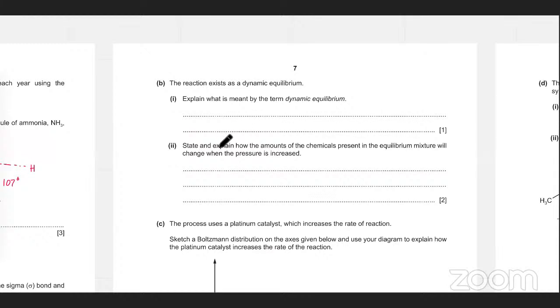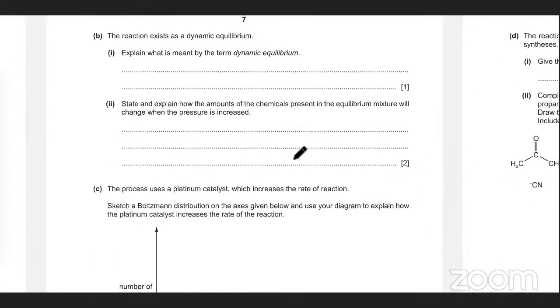The next part is state and explain how the amounts of chemicals present in the equilibrium mixture will change when the pressure is increased. Can anyone quickly tell me what happens when pressure increases? Which side is favored? Equilibrium shifts from more number of moles to less number of moles. Okay. And just not moles, it's moles of gas. When it comes to pressure, gases are the only things that are compressible. So if your equilibrium had solids or aqueous or any other state, then pressure would have absolutely no effect. So you have to take care of that: increased pressure, the less gas mole side is favored.